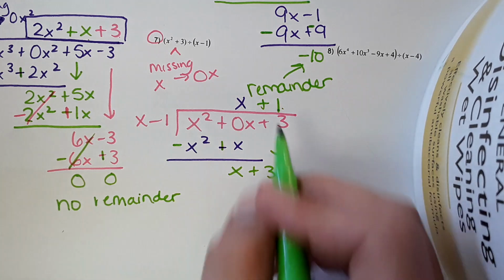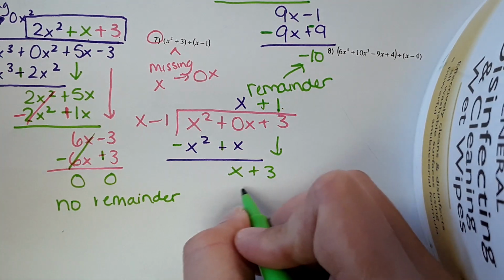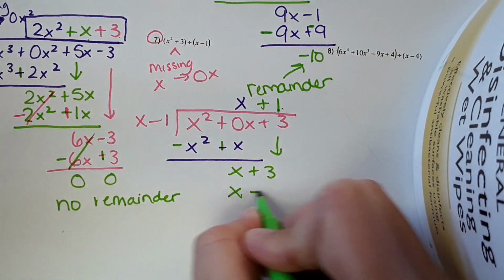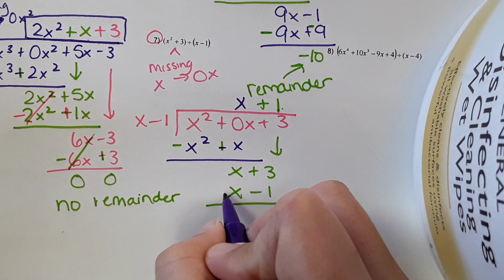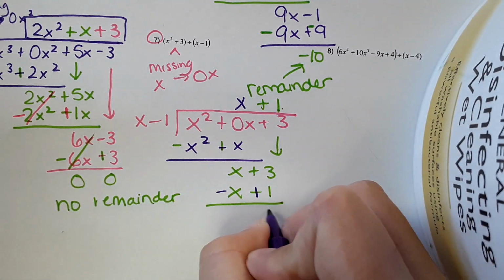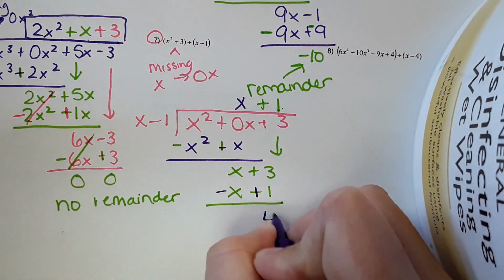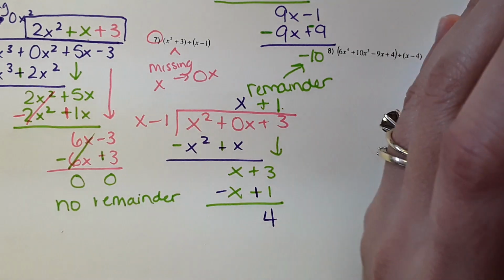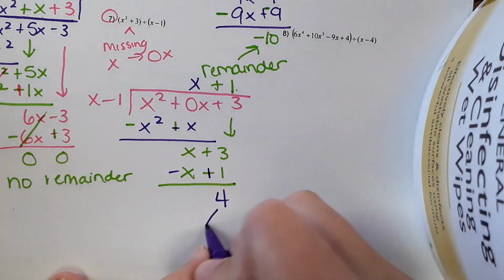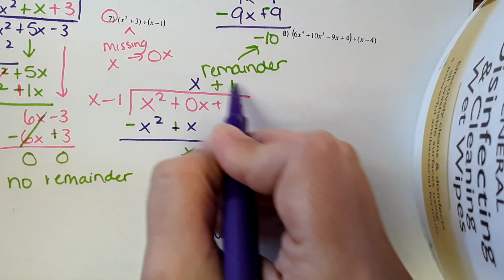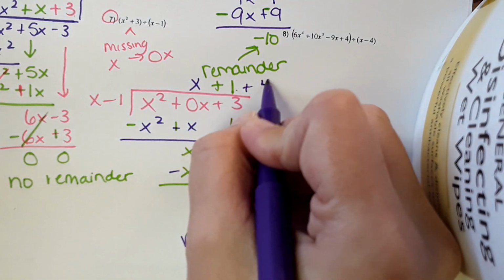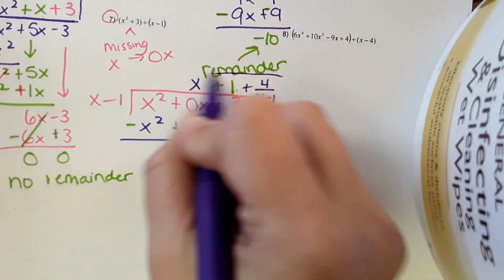1 times this would be x minus 1. It's subtracting, so change the signs to everything. We get 4. This is the remainder. There's nothing else to bring down. So then we just put the 4 over this, plus 4 over x minus 1. And we're done.